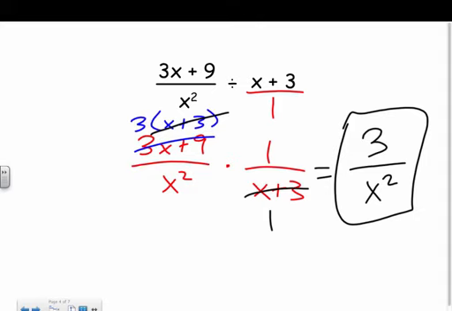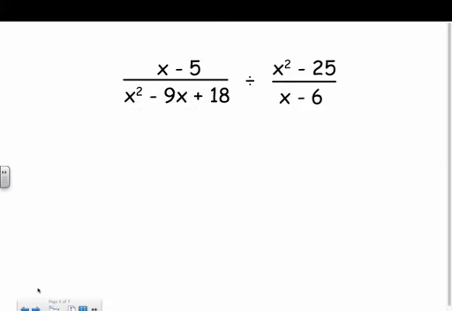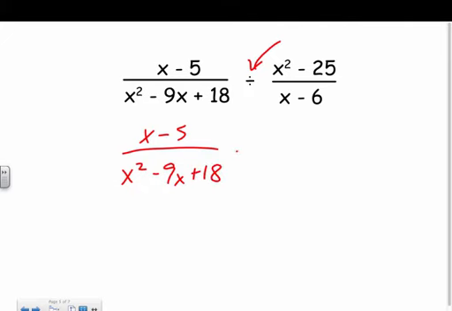Okay, I'm going to fly through this one pretty good, just so we can see it, but same type of thing. Start with your division. Change the multiplication and multiply by the reciprocal. So multiplication, x minus 6 over x squared minus 25. And I got a bunch of binomials and trinomials, so I start factoring.